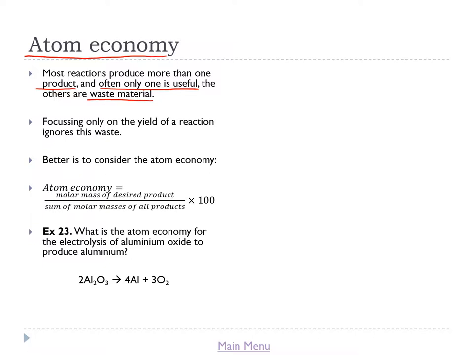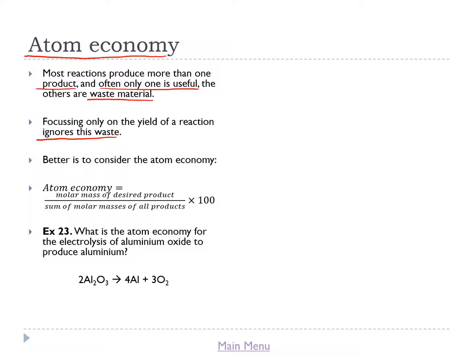Sometimes it's very toxic, poisonous waste material that can cause real environmental damage. So focusing on the amount of waste is really important if chemists want to be responsible and reduce their environmental damage. If we focus on the yield of the reaction, we ignore that waste, and therefore we ignore some of the damage that we might be causing as chemists.